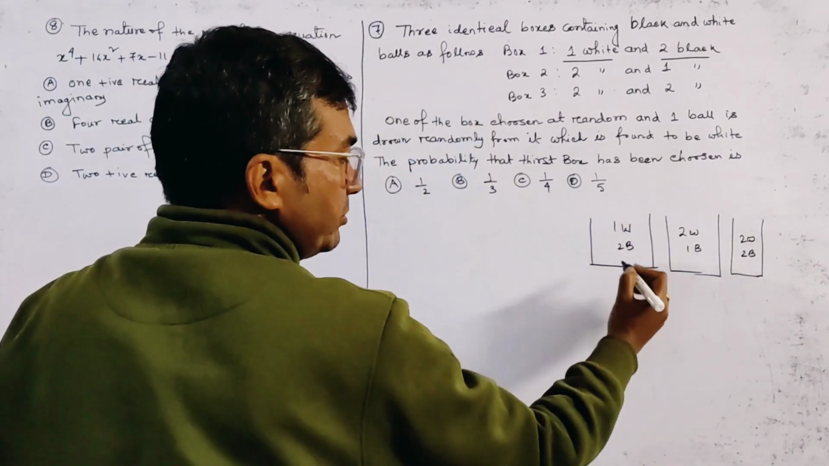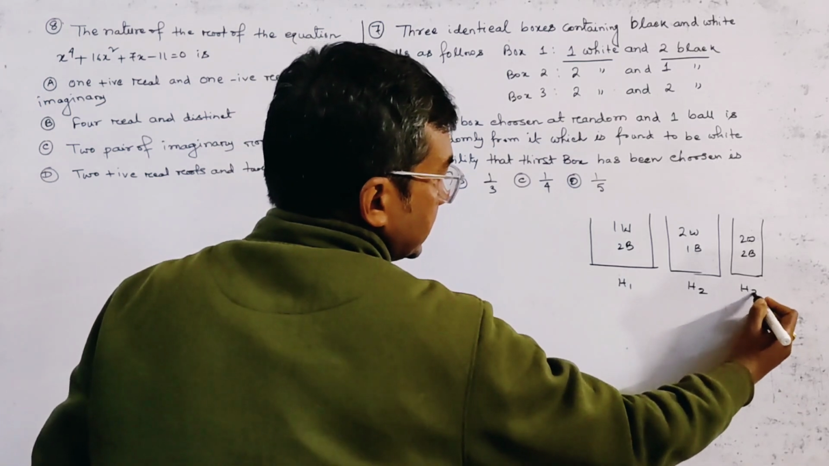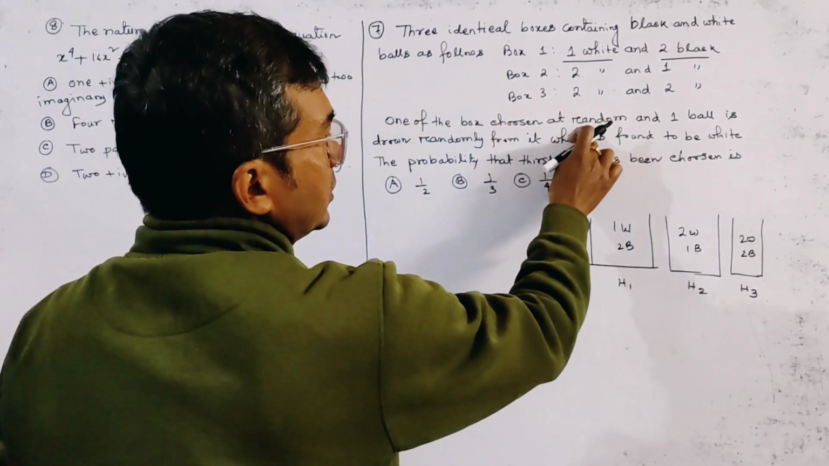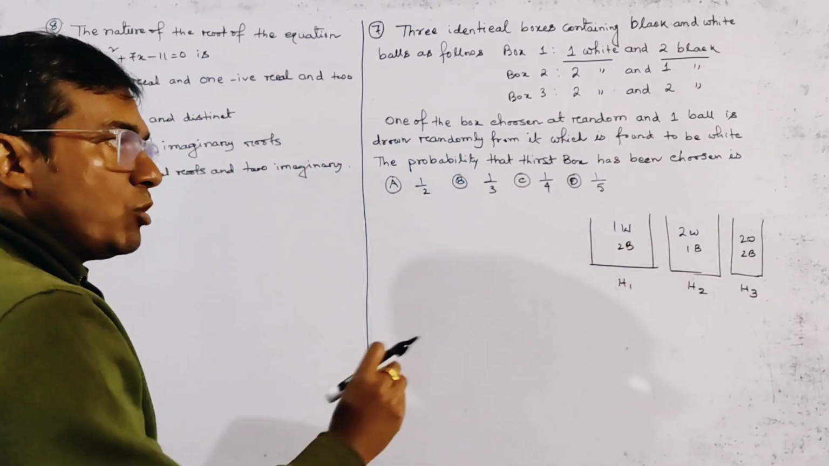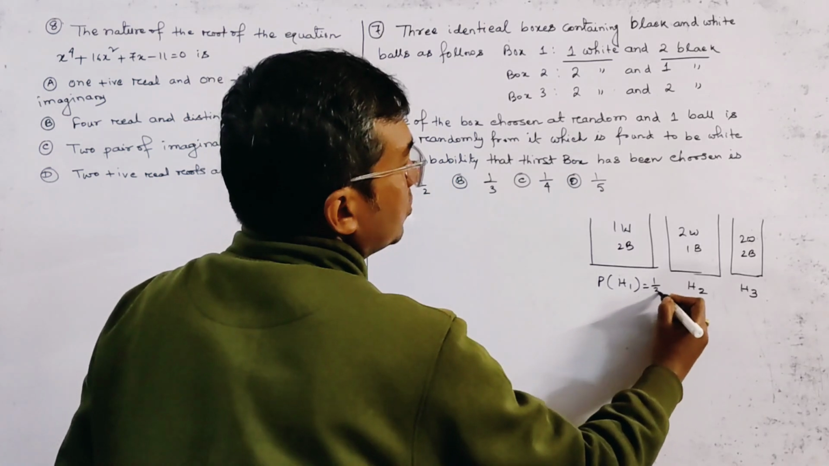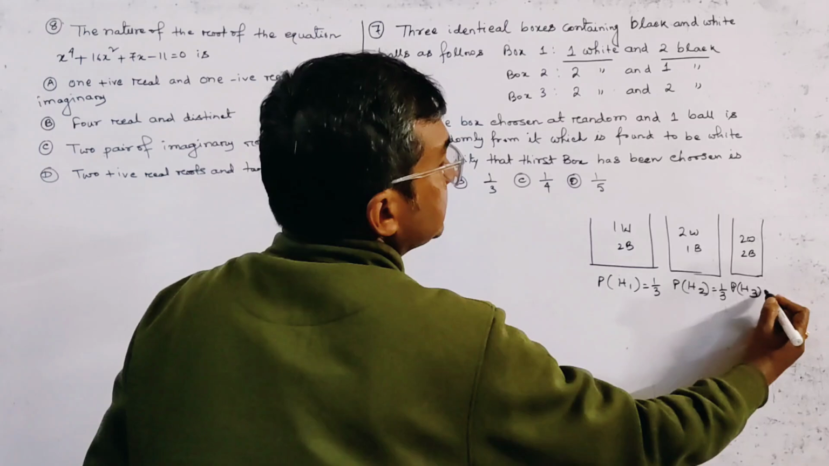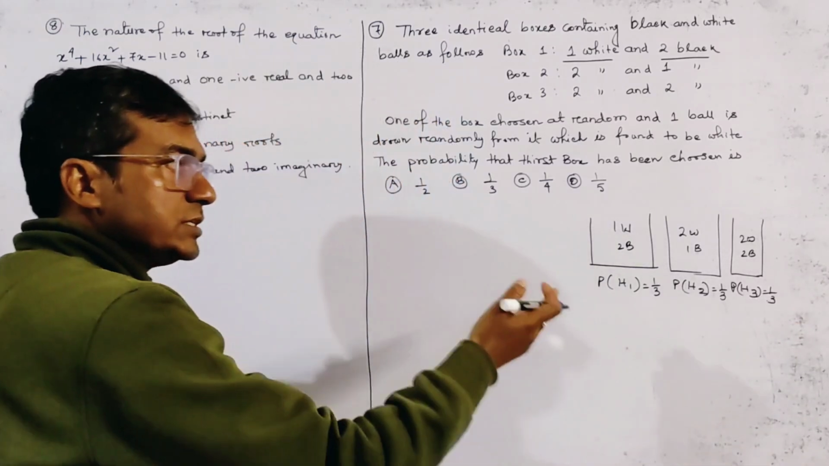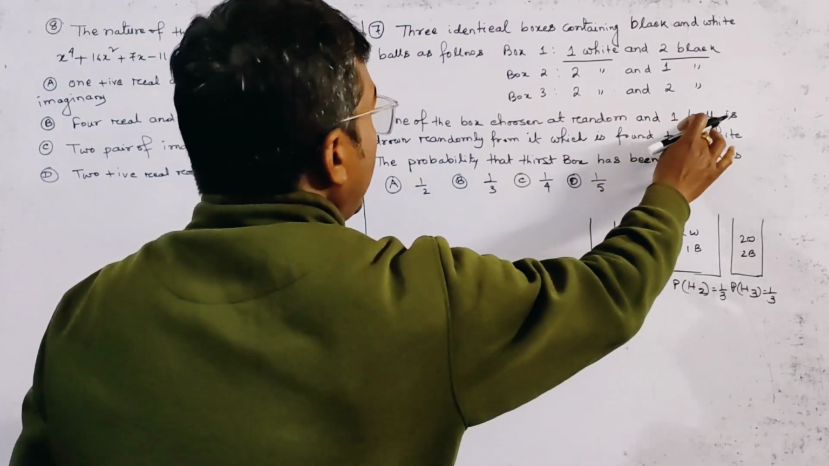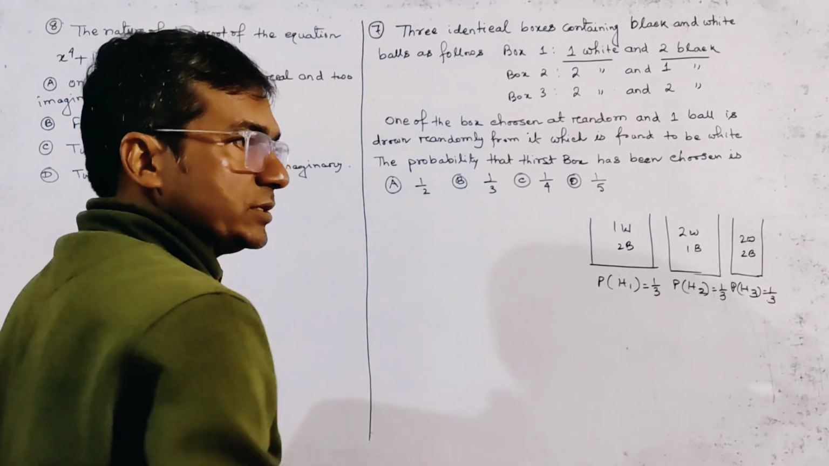Right? We name these 3 events as H1, H2, H3. Right? One of the boxes is chosen at random. Since we have to choose the box, it is clear that P of H1 is equal to 1/3, P of H2 is also equal to 1/3, and similarly P of H3 is also equal to 1/3. There are 3 boxes and one ball is drawn from it which is found to be white.